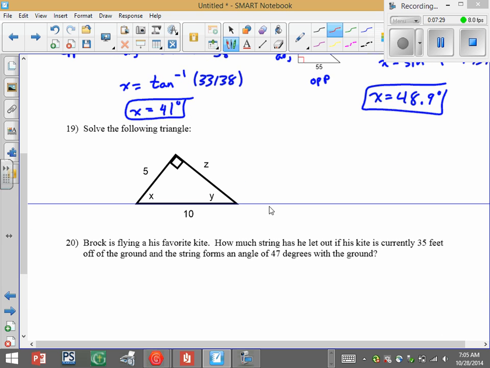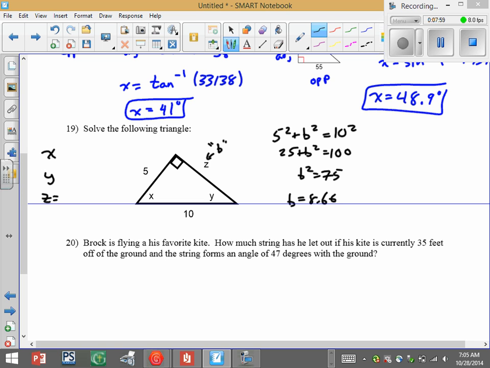Right? Ones that we did kind of like yesterday where we're solving the whole triangle. So first things first, I've got two of the sides given to me. I'm missing side b, so I could go ahead and use Pythagorean theorem. 5 squared plus b squared equals 10 squared. So 25 plus b squared equals 100. So b squared equals 75. And square root of 75 is 8.66. So I'll just come over here. So z equals 8.66.